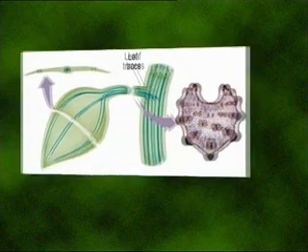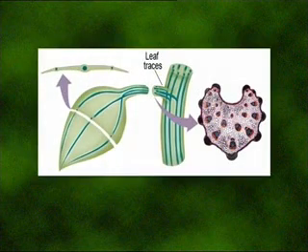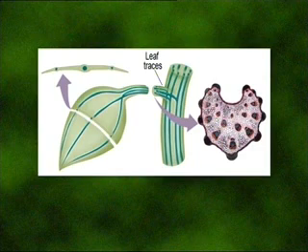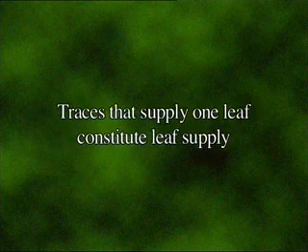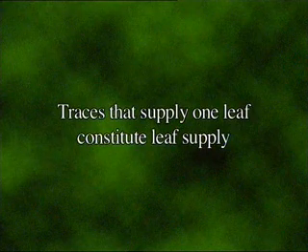Now, leaf traces. Prolongations of the stellar vascular tissues at nodes that supply the leaves constitute the leaf traces. The traces that supply one leaf constitute the leaf supply. The term trace is applied to these bundles from the point where they first become evident as foliar supply bundles to the base of the leaf.